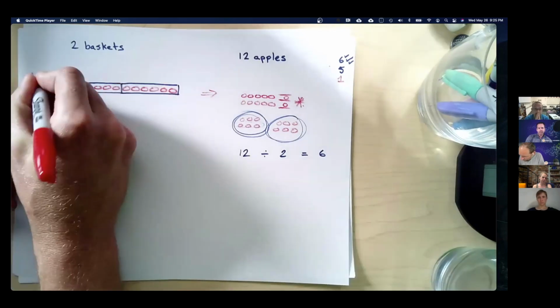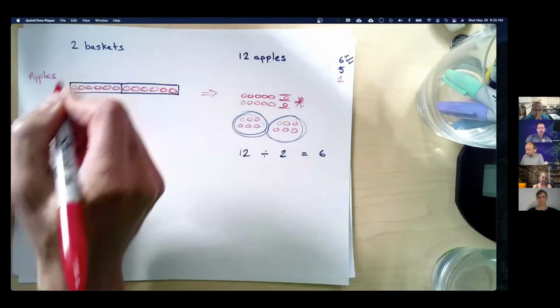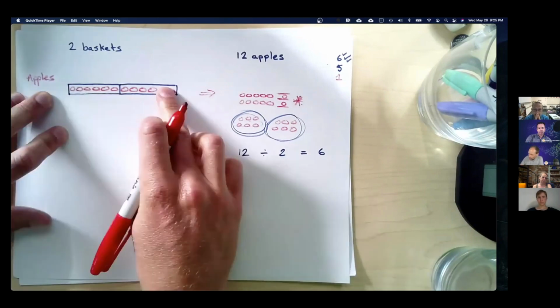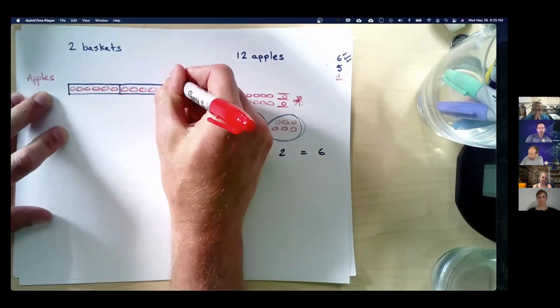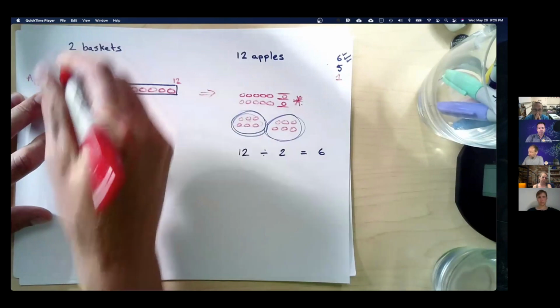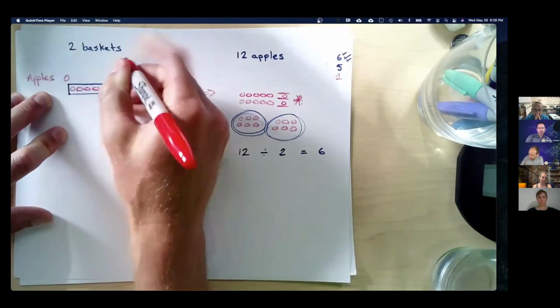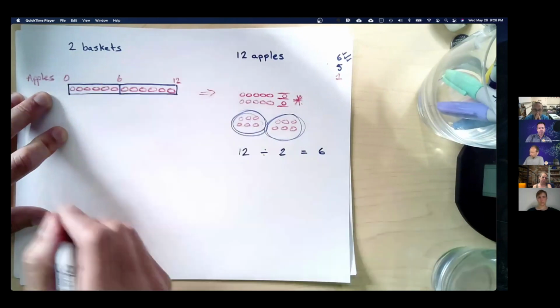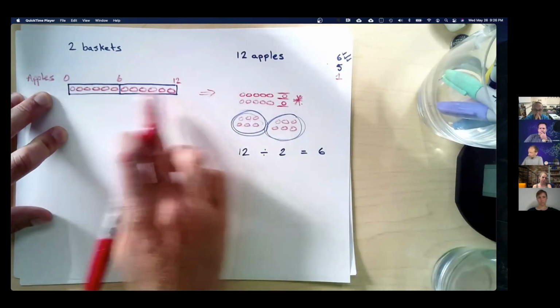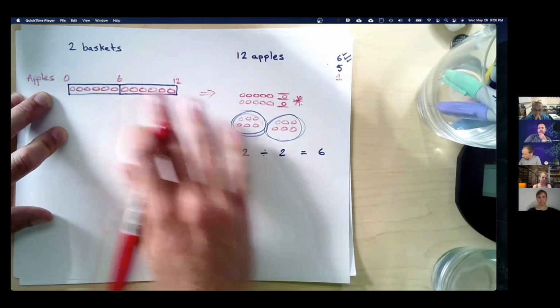If I was to put my number of apples, we had 12, I think, right? We have 12 apples. Here we have 0 apples if I start counting all the way along. And I think we'd all agree we have 6 there. That feels really good. This feels very similar to what we have here.